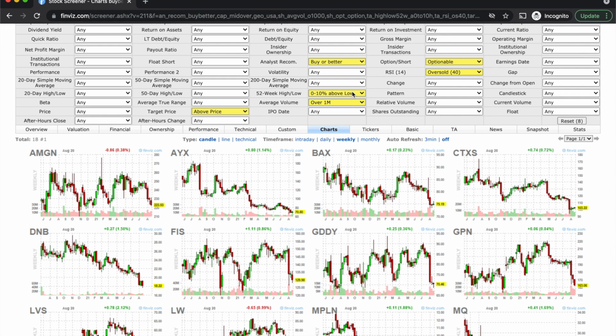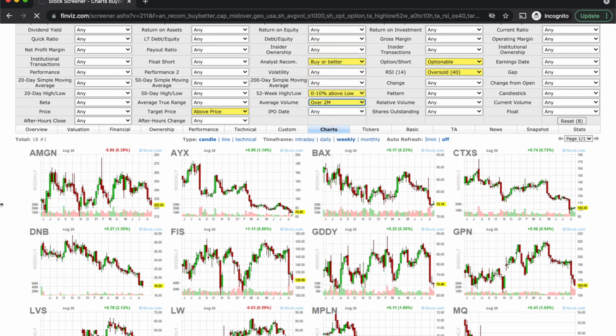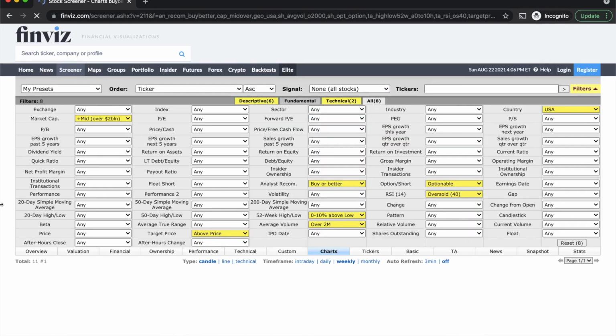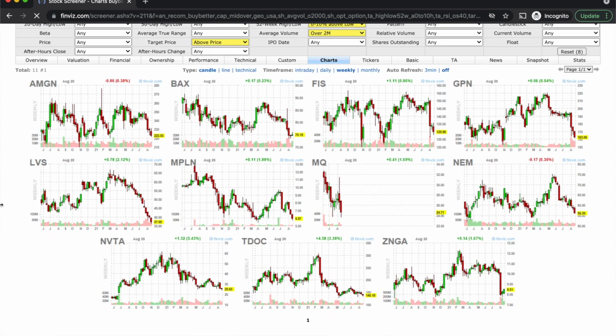If you want to see even more active option chains, then instead of over 1 million, you can go to over 2 million. The number of stocks will reduce, so now we are getting only 11 stocks here, but these 11 stocks will definitely have much more active option volumes as compared to the 36 stocks that got listed earlier.